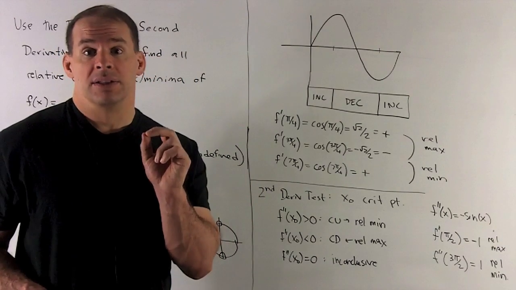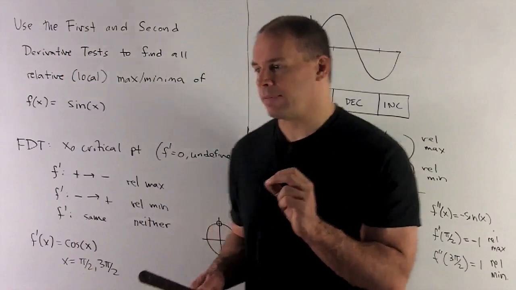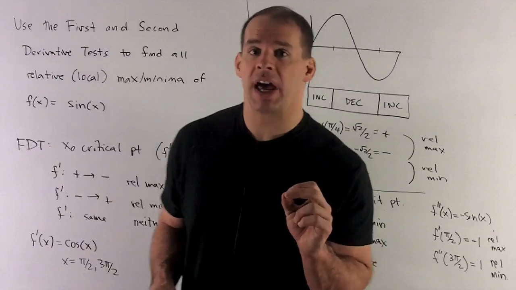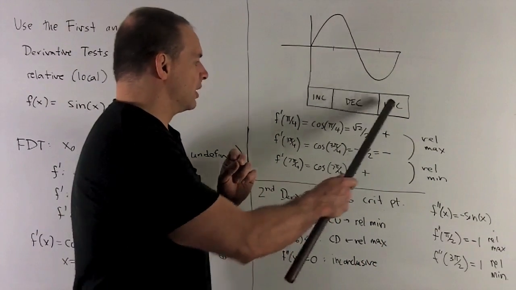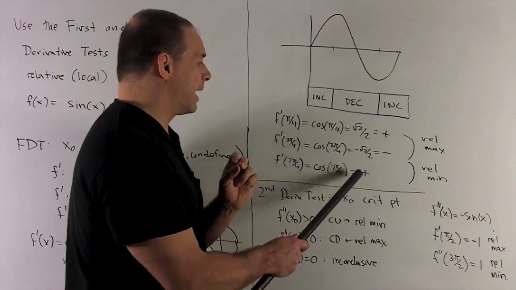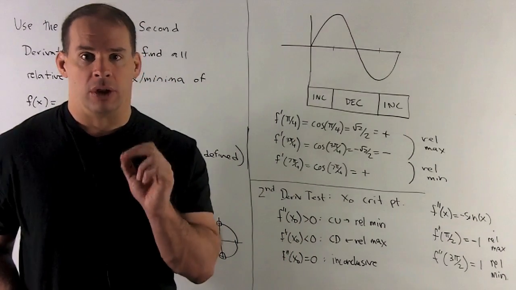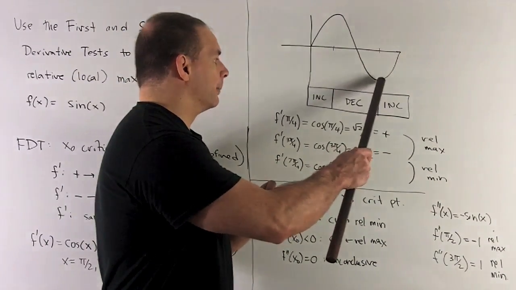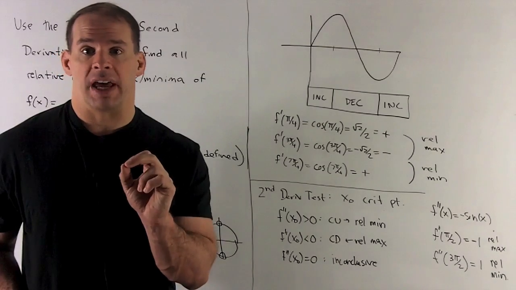Okay, 7 pi fourths. We put that into the derivative. 7 pi fourths is over here, so that's going to have a positive cosine. So as I go from this region to this region, we're going from negative to positive. So I'm going to have a relative minimum there. When I look at 3 pi halves, we see there's our relative minimum. Okay, that's the first derivative test.